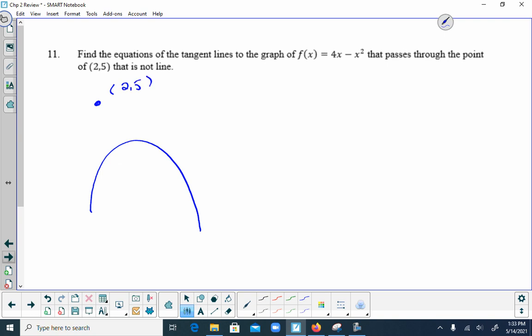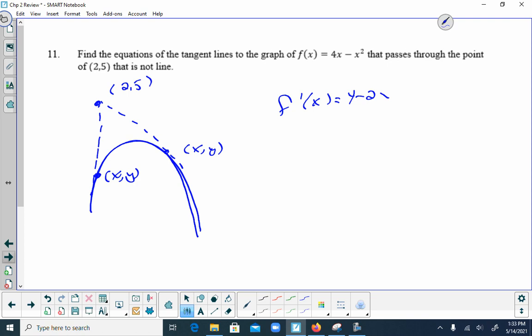I'm going to have two tangent lines. I'm going to have one here. I'm going to have one here. So I have this point here, which I'm going to call (x, y). I have this point here, which I can also call (x, y). Obviously, they're not the same x, they're not the same y. And it wants the equation of those two tangent lines. So the first thing I'm going to do is find the slope of the curve. To find the slope of the curve, I'm going to find the derivative of f of x, which is just going to be 4 minus 2x.